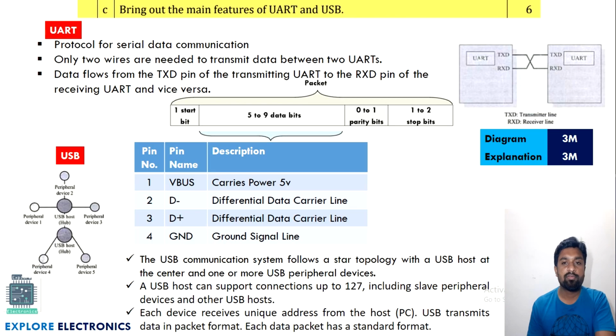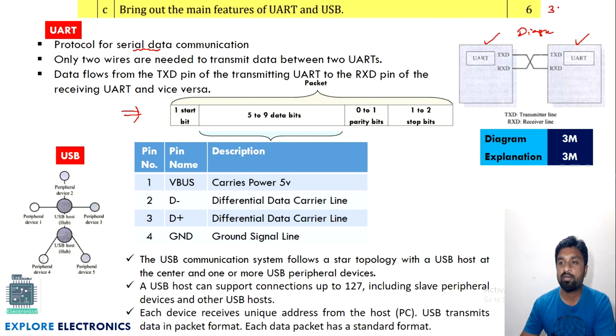Then bring out the main features of UART and USB. First you need to write what is UART. It is a protocol. It makes serial data communication, and it has 2 wires, and you need to write this diagram. Here this is one UART, this is another UART. How the communication is transmitted from transmitter to receiver, receiver to transmitter, and this is the packet format. This much is required for UART for 3 marks.